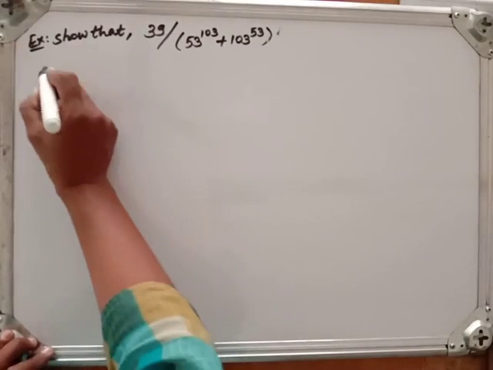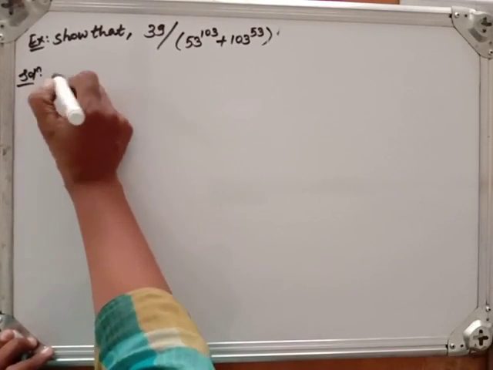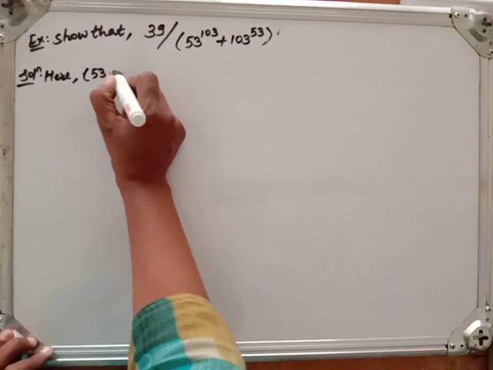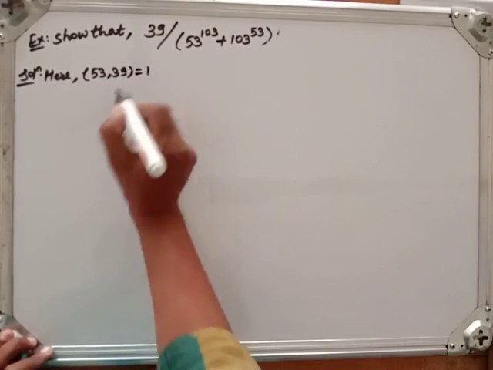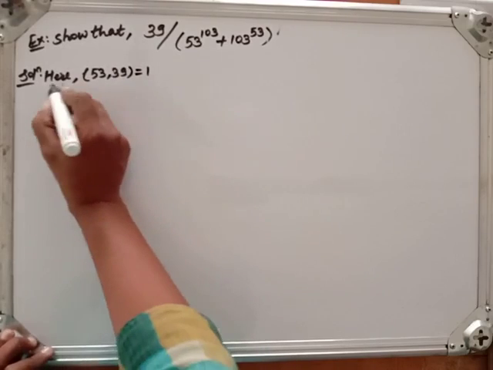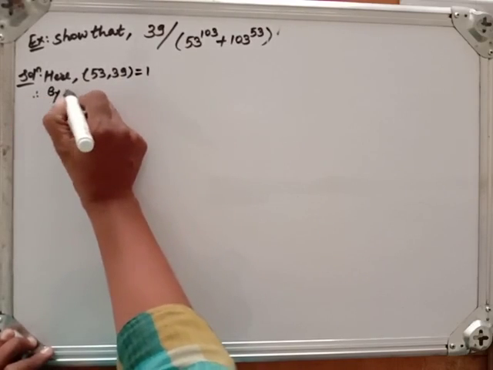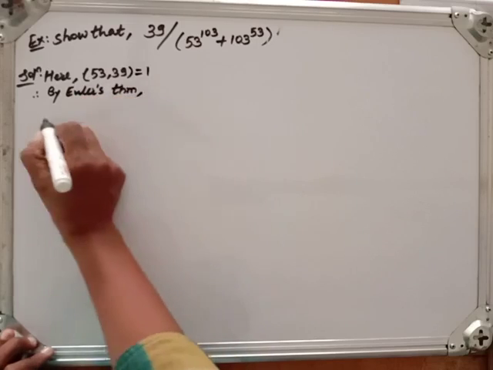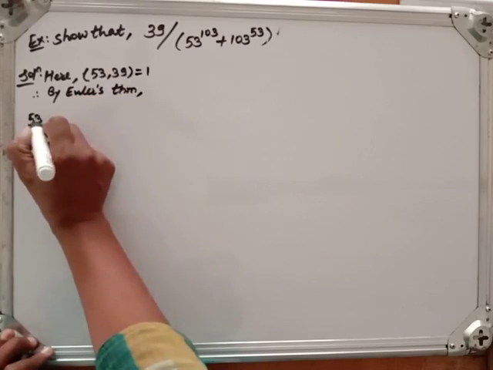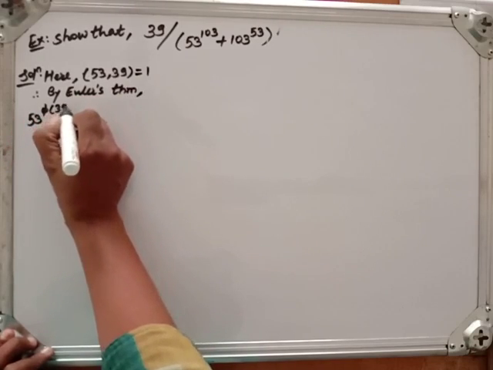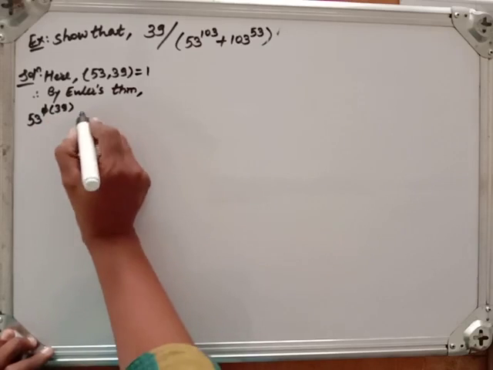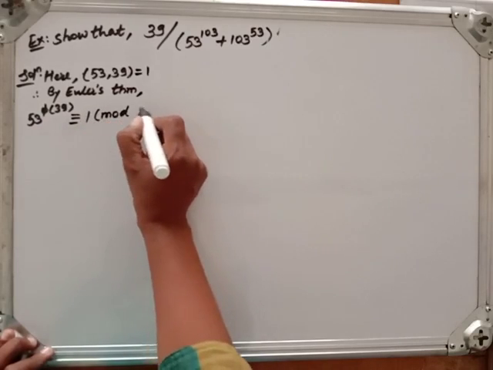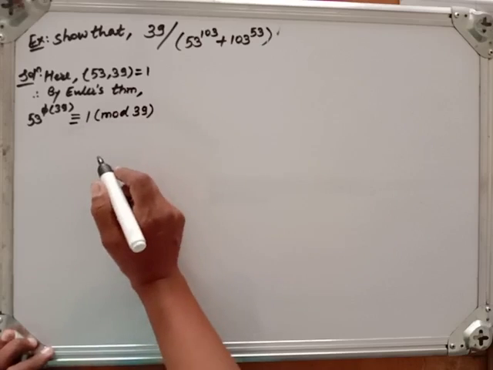So let me start the solution. We can say here 53 and 39 are what? Relatively prime. They are relatively prime. Therefore, by Euler's theorem, what can we say? 53 raised to phi of 39 is congruent to 1 modulo 39, as they are relatively prime. This is our Euler's theorem.